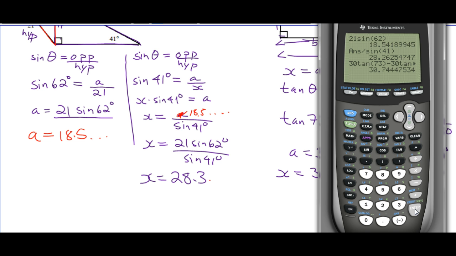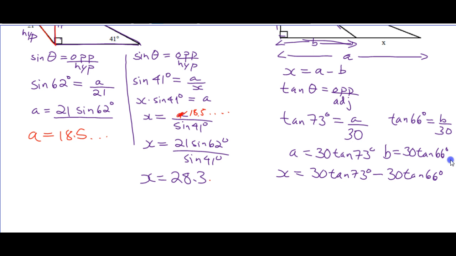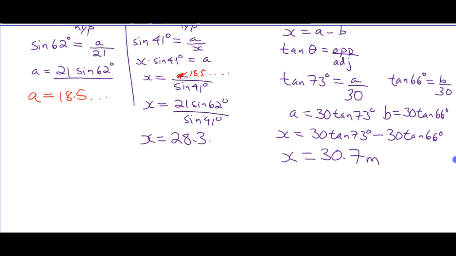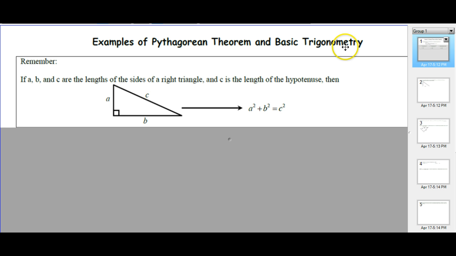So 30.744, 30.7 rounded to the nearest tenth. And the units are meters, right? Okay, so that makes sense. We're using two right triangles, right? That's a review of grade 10 trig. In grade 10 trig, we did two right triangle solutions. Okay, so now we're going to look at some more examples of Pythagorean theorem and basic trig.